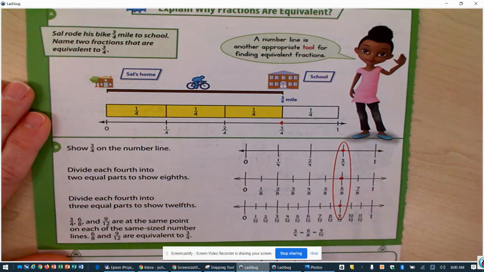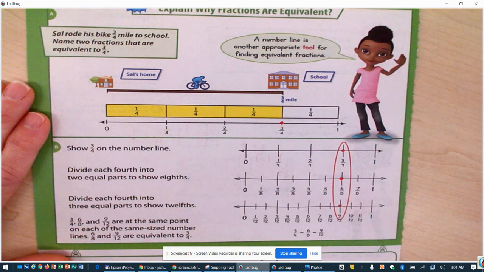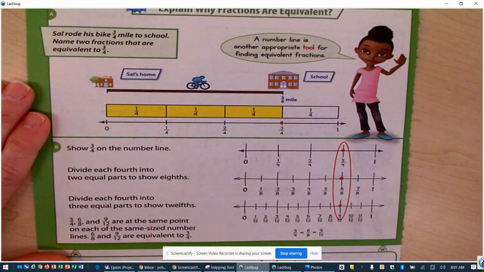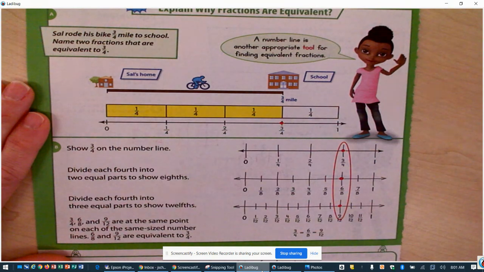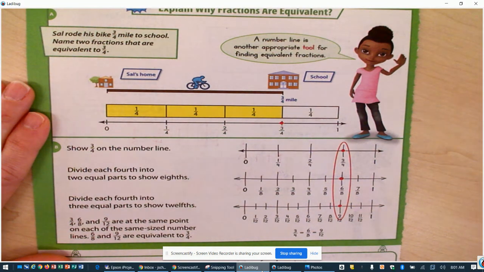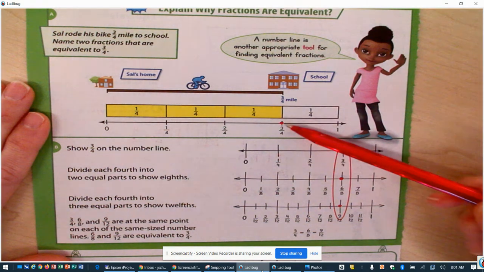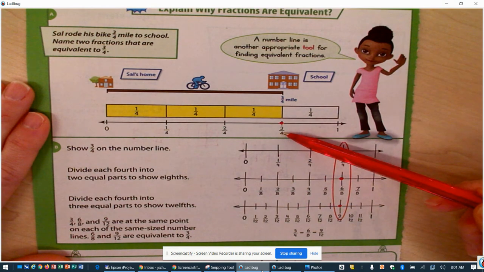They have to be the same size, or else you cannot compare the fractions on them. Okay, so you're going to be comparing different pieces if your number lines are not the same size. So remember to keep your number lines the same size when you're showing equivalent fractions. Okay, on this number line, they've highlighted, with a red dot, 3/4 of a mile.